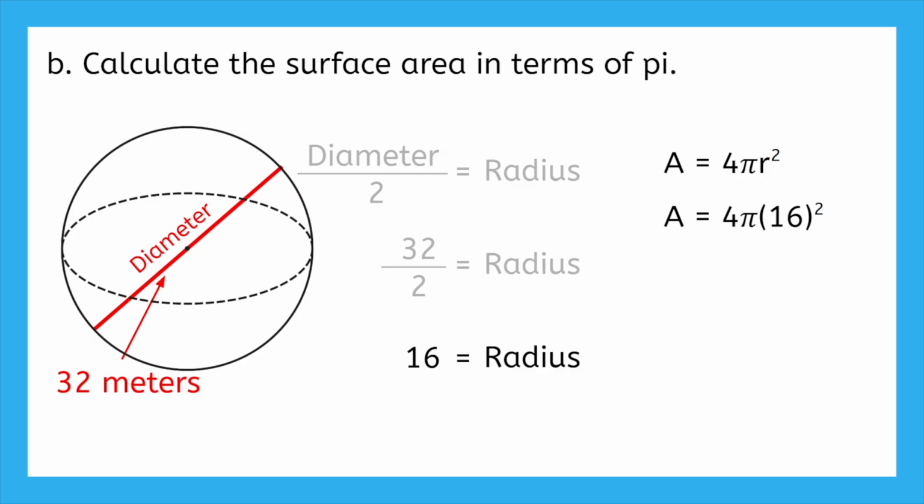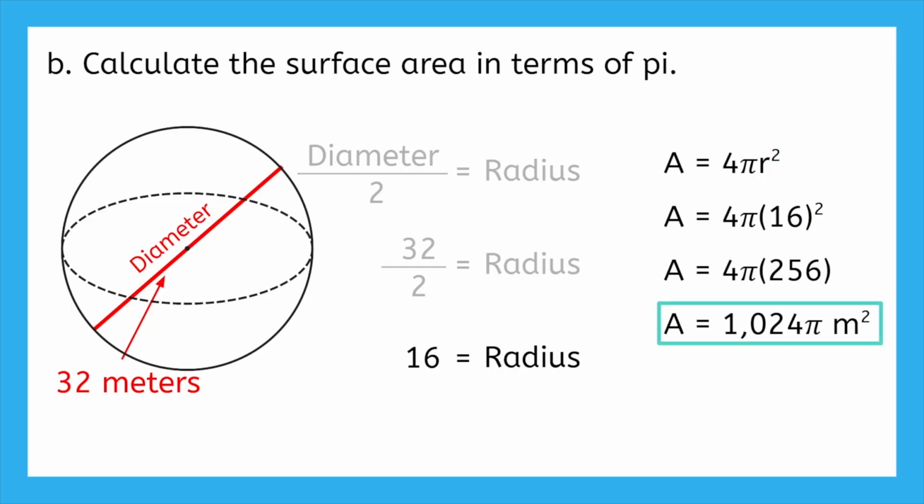Next, I simplified the exponent. 16 squared is 256, so now it's A equals 4 times pi times 256. Since multiplication is commutative, we can multiply our whole numbers together, skipping over the pi symbol. That gets us 1024, and remember we put the pi symbol after the number, so our final answer is 1024 pi square meters.